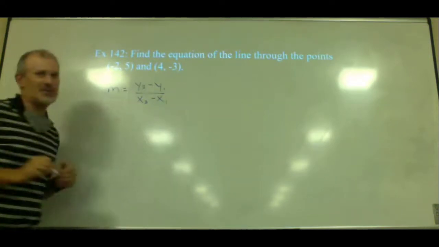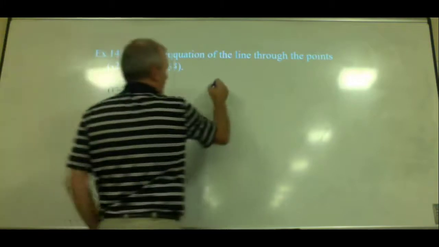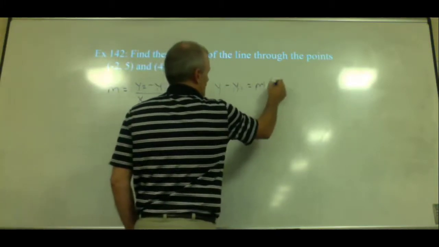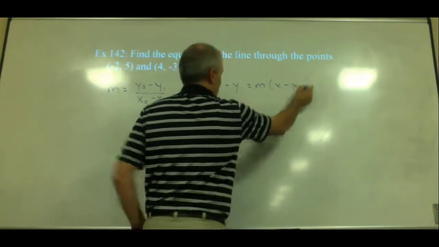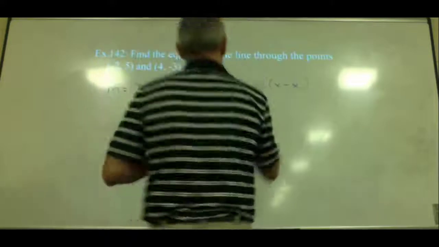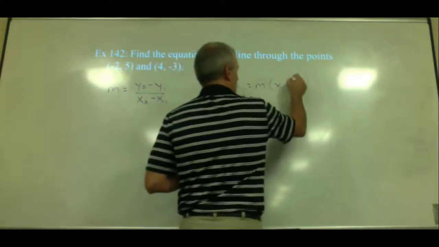Do you remember seeing that last week? Yes, that's the slope formula. I'm going to write this back up here. y minus y1 equals m times x minus x1. And again, the ones that we have to be concerned about are this one and this one.